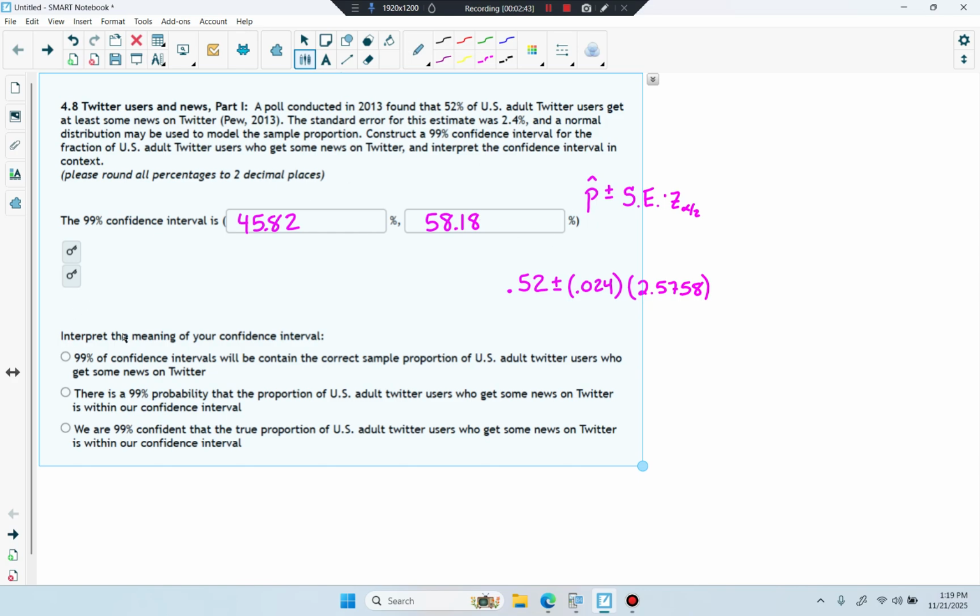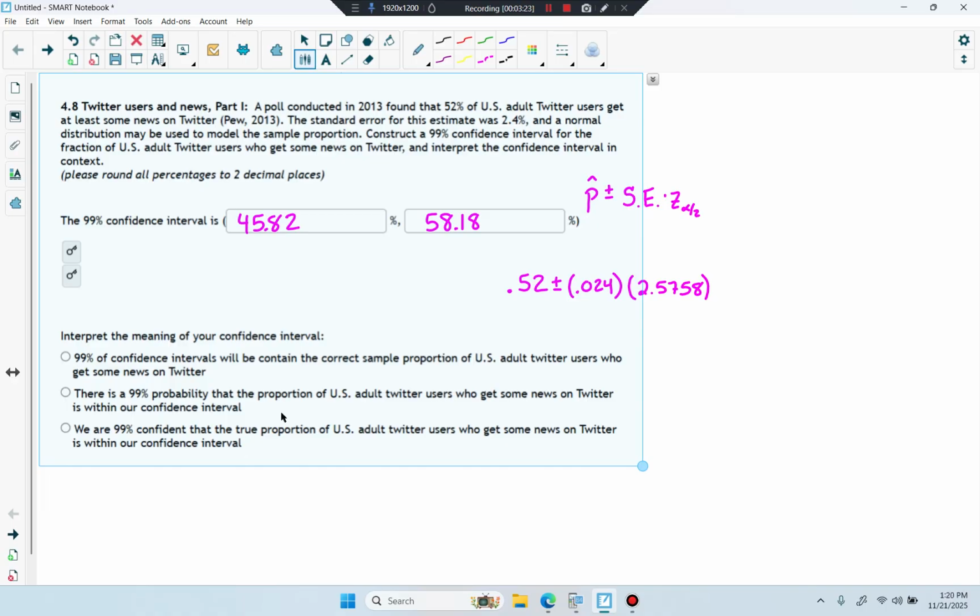Okay. This says interpret the meaning of your confidence interval. So 99% of the confidence intervals will contain the, well, this can't be right because it's not even correct English, but 99% of confidence intervals will contain the correct sample proportion of U.S. adult Twitter users who get some news. There is a 99% probability, that's not really what this is saying, that the proportion of U.S. adult Twitter users who get some news on Twitter is within our confidence interval. We are 99% confident that the true proportion of U.S. adult Twitter users who get some news from Twitter is within our confidence interval.